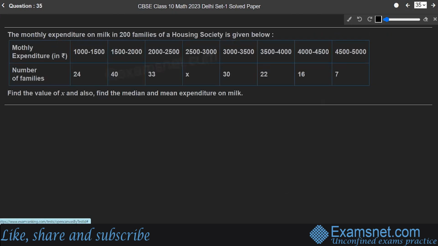Okay, let us see question 35. The monthly expenditure on milk in 200 families of a housing society is given. So it's a statistics-based question. Let us redraw the figure. They have also said there are 200 families.